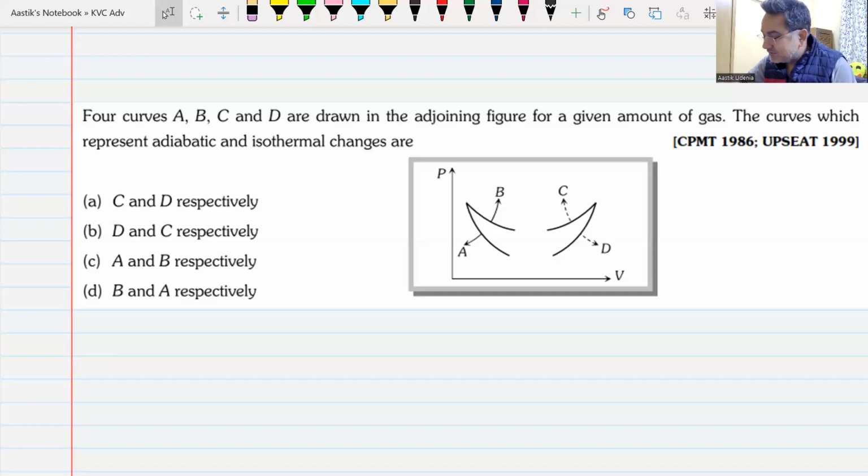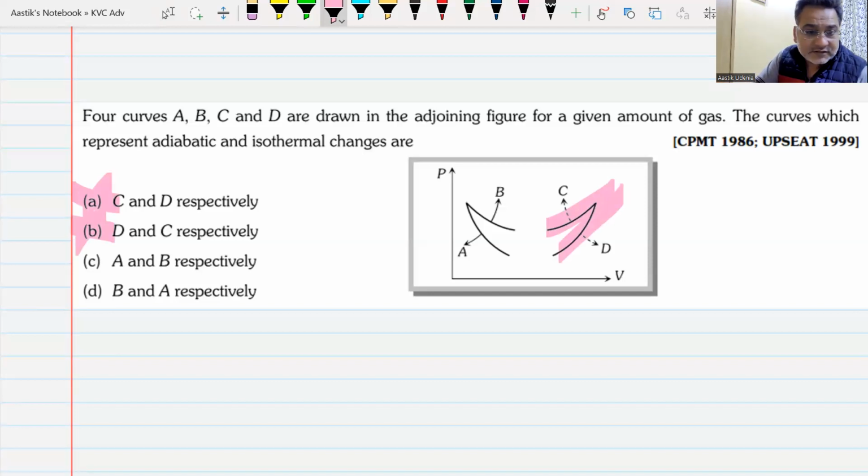See, these two options are impossible. Have you seen any graph like this for an adiabatic process? No, sir. When pressure increases, volume decreases. C and D are absolutely irrelevant graphs. Then you have to see which graph is steeper. A is steeper, so A will be adiabatic. And the other graphs are absolutely stupid. Do you understand this? Yes, sir.